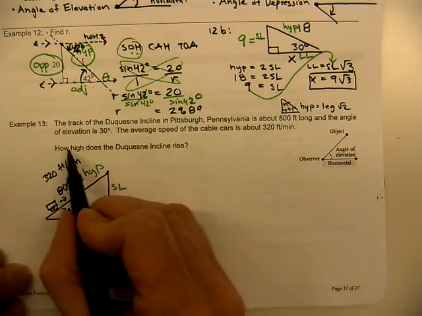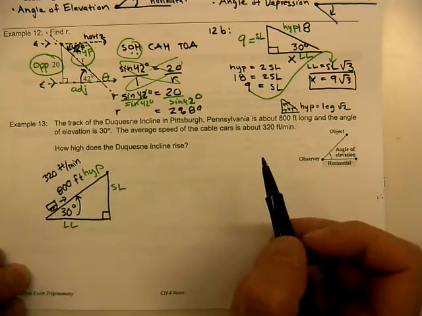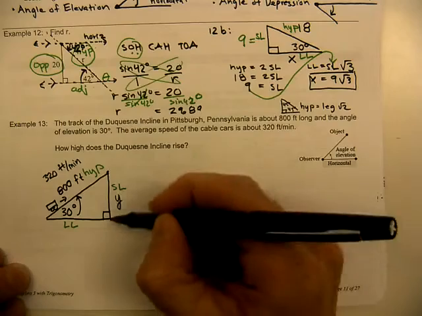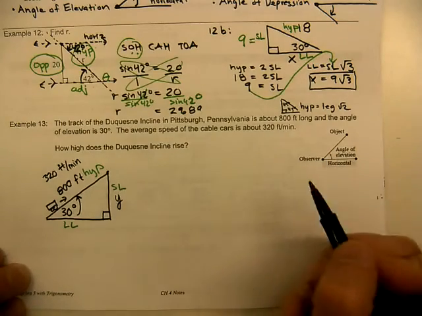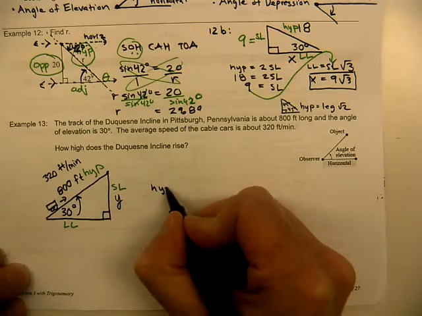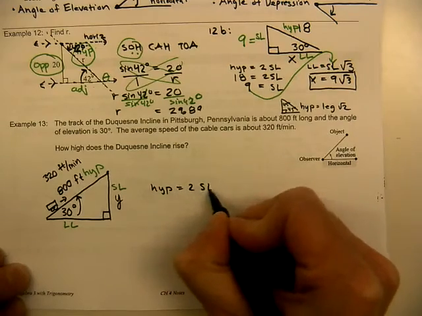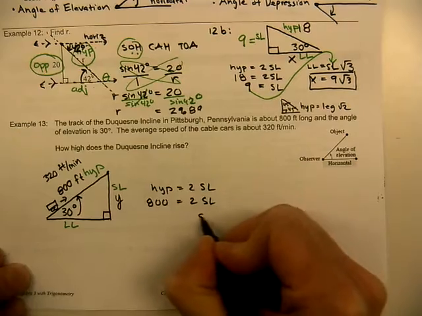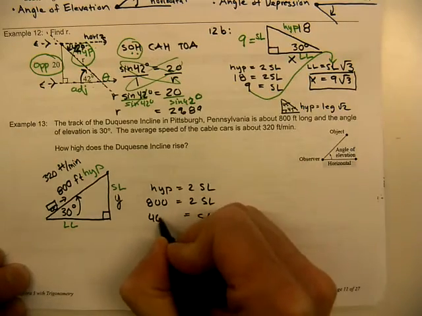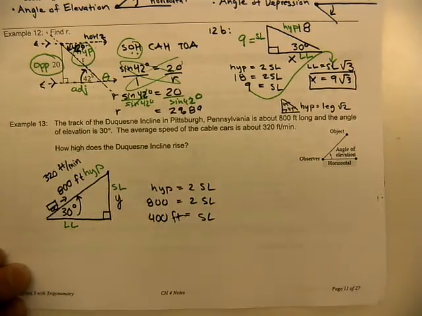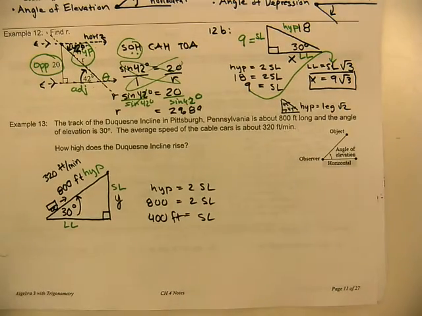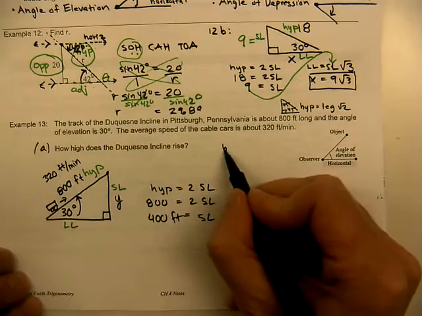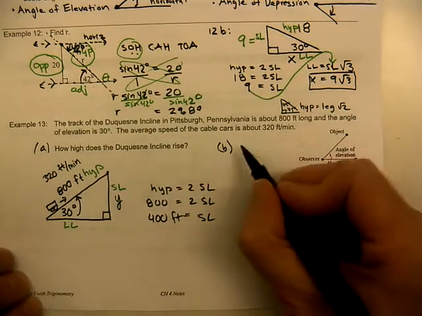So this question is asking how high does the incline rise? So how high means we need to find the height of the mountain. All right, so that's the short leg. So that's fairly straightforward. Hypotenuse equals 2 times the short leg. Right, so 400 feet is what we have. Let's just add one more part to this. Let's add another question. So again, call this part B.